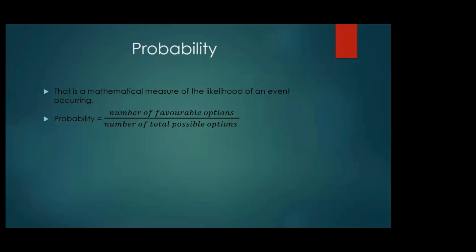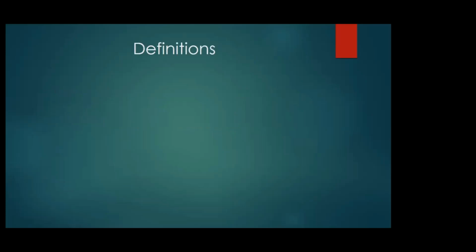that the event is impossible. So again, in order to calculate a probability, it's equal to the number of favorable options divided by the number of total possible options. So before we delve into probability, we have to understand certain definitions.